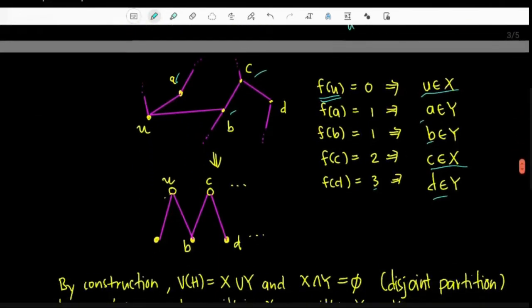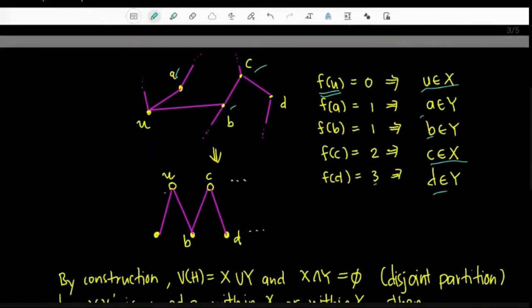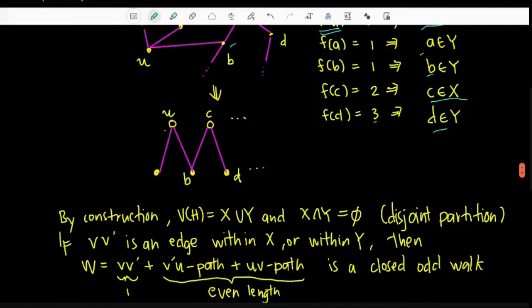So, all we need to show now is that these sets are independent as well. Meaning, no two vertices within X or within Y are adjacent. Now, suppose that that is not the case. Suppose that there is an edge within X or within Y. So, what will happen? Let's say we have two vertices here, V and V prime. And let's say that there's an edge connecting V and V prime in our graph.